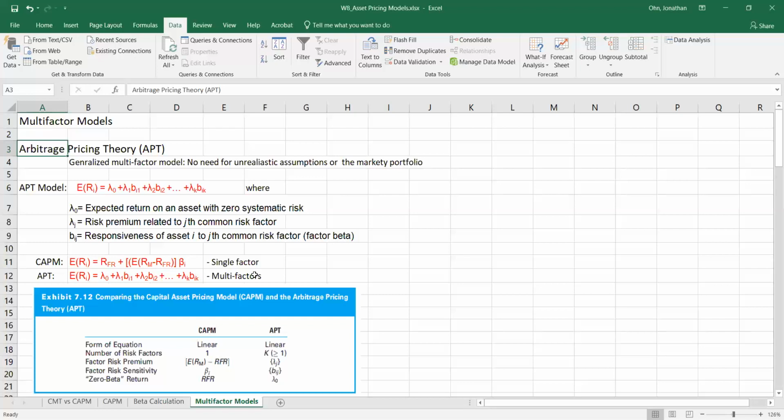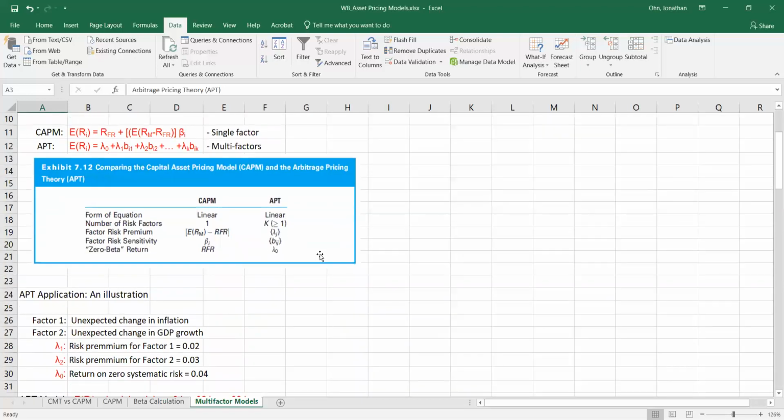All right. So the sum of each risk premium times B responsiveness, plus the expected return on the zero systematic risk, is the expected return on APT, the arbitrage pricing model. If you compare CAPM and APT, it is linear, the same thing. Here we have only one risk factor, the market portfolio systematic risk. And this one is a multi-factor, multi-risk-factor model.